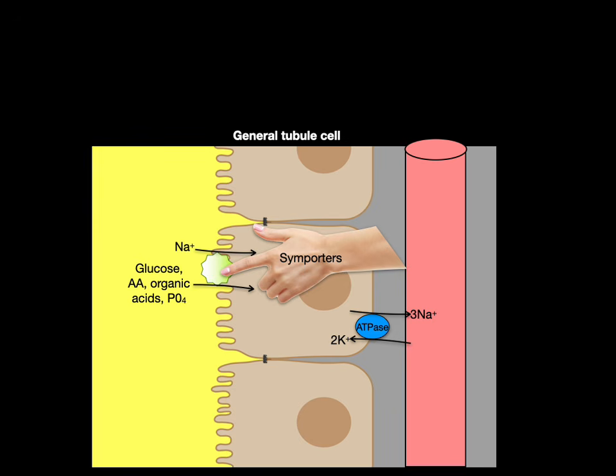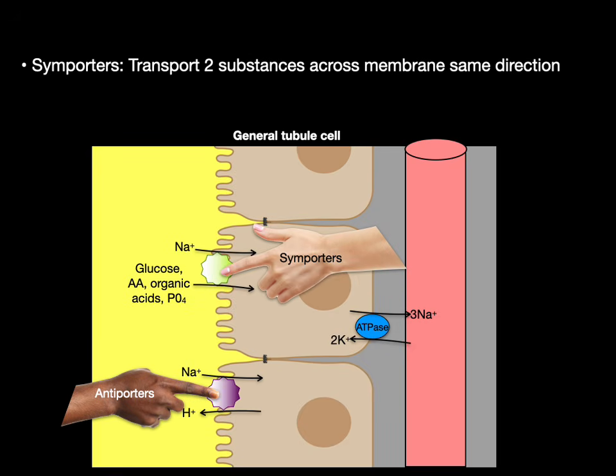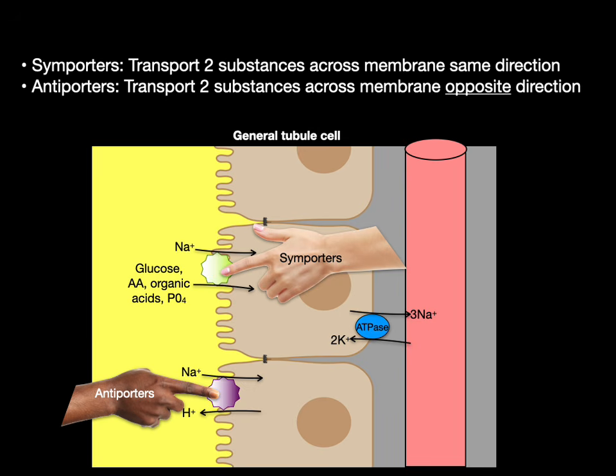In a symporter, you'll notice that the sodium and glucose are going in the same direction. A symporter transports two substances across the membrane in the same direction, and typically sodium is the ion used, going down its gradient. An antiporter is where you can see sodium going in, influx, and a proton going out, efflux. An antiporter transports two substances across the membrane in opposite directions. Both symporters and antiporters show secondary active transport.